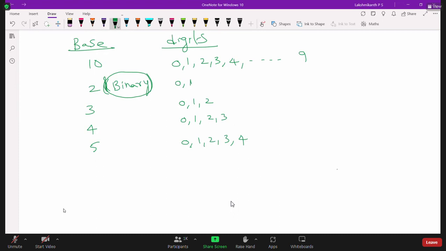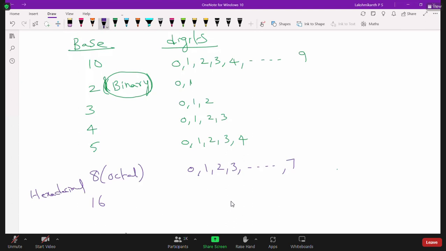When the base is 8, we call this the octal number system. The digits here are 0, 1, 2, 3, and so on up to 7. Similarly, you can take base 10, 11, 12, and so on. Maximum we will take 16. When the base is 16, we call this number system the hexadecimal number system.